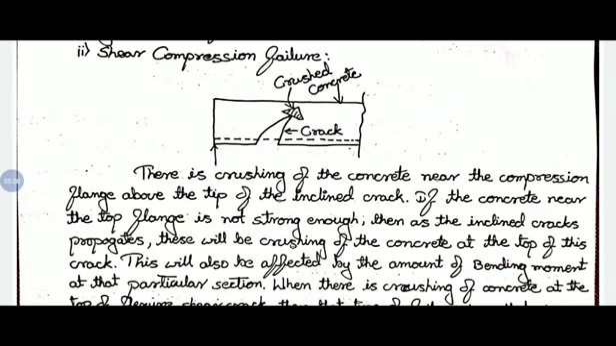The inclined cracks will propagate through the web of the section, and crushing of the concrete will occur at the edge or end of the crack portion. This is affected by the amount of bending moment at the particular section. So it depends on the bending moment of the section. And crushing of concrete at the top of the flexure shear crack, this type of failure is called shear compression failure.